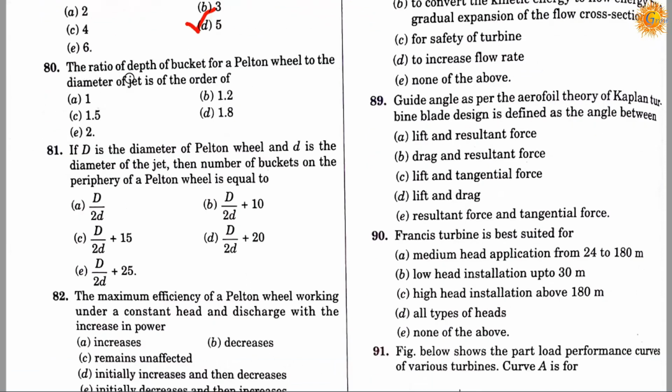Question number 80. The ratio of depth of bucket for a Pelton wheel to the diameter of jet is the order of option A is 1, option B is 1.2, option C is 1.5, option D is 1.8, and option E is 2. So correct answer is B. It will be 1.5.